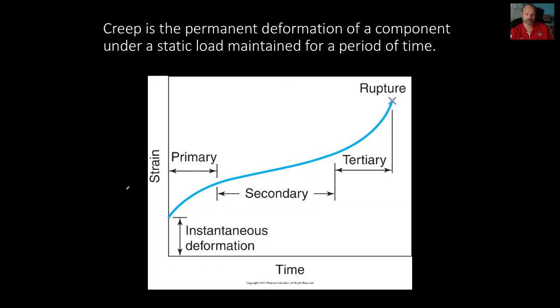Right? So here's time on the x-axis, and then this is how much it moves. Okay? Strain. So I'm going to put a weight on it, and it's going to get longer and longer. This deformation happens right away. And then over time, it starts to stretch more and more. And that's the primary region. Okay? And then it continues to stretch, but at a much lower rate. And then it starts to get into this tertiary region, and it starts to strain faster again. And finally, it breaks.